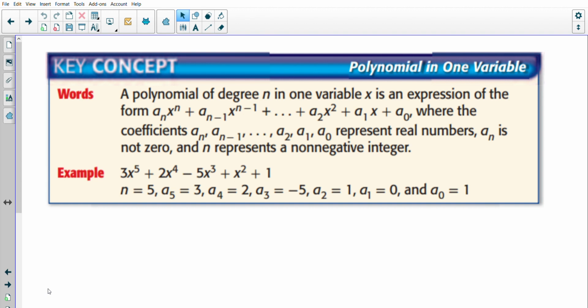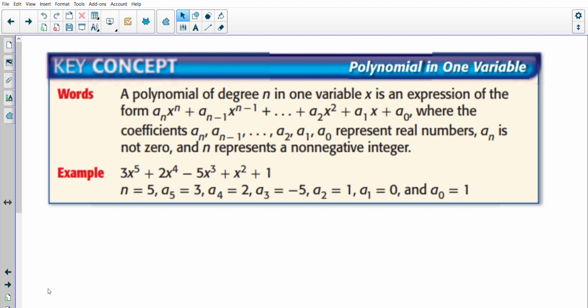Now, a polynomial of degree n in one variable x is an expression of the form a sub n x to the n plus a sub n minus 1 x to the n minus 1 plus, and all the way up to, a sub 2 x squared plus a sub 1 x plus a sub 0. Now, the coefficients a sub n minus 1 and so on just represent real numbers. They're just coefficients, just the next one down. A sub n is non-zero, and n represents a non-negative number. So they're just the next coefficient in order.